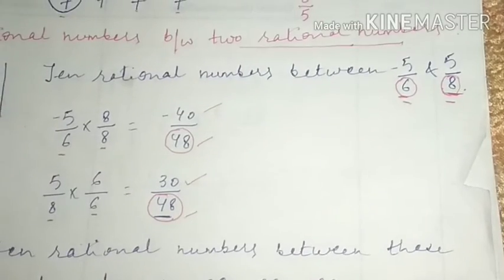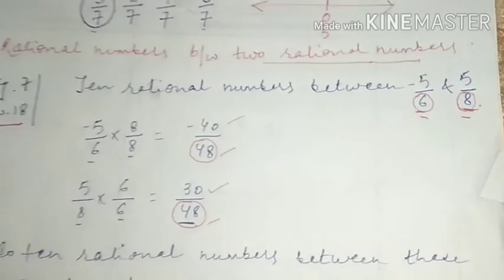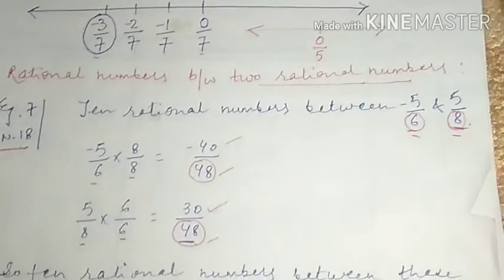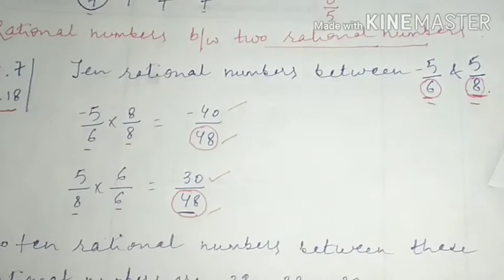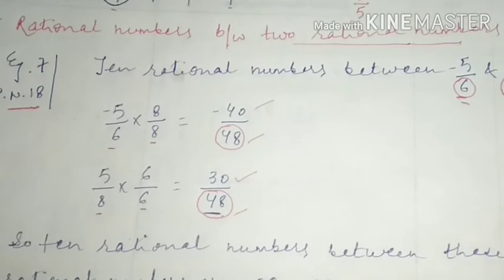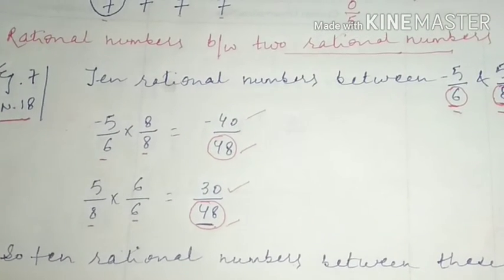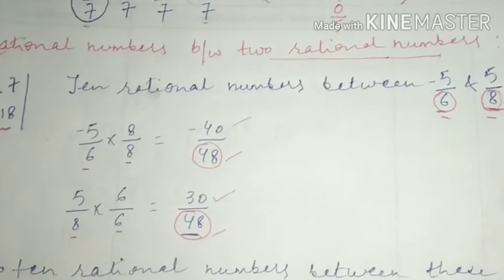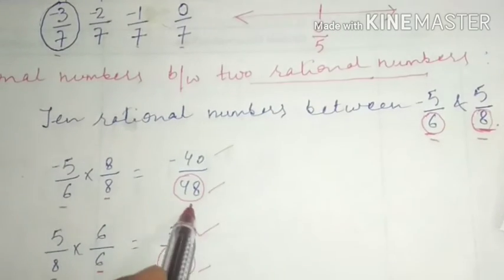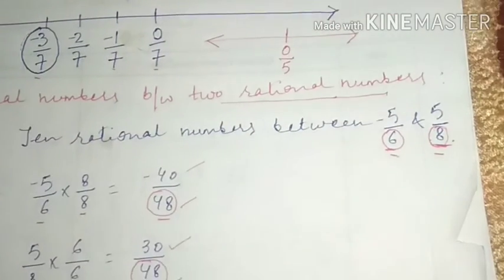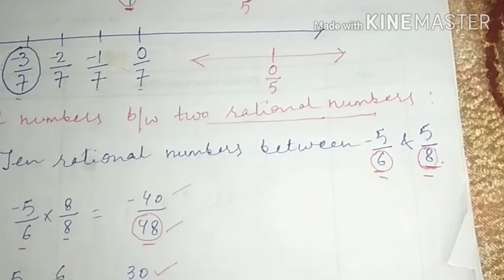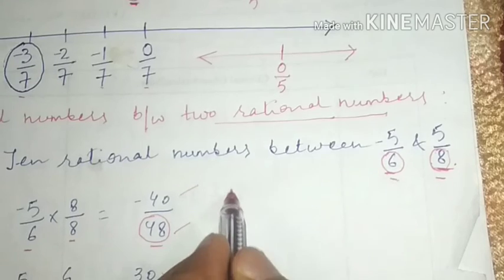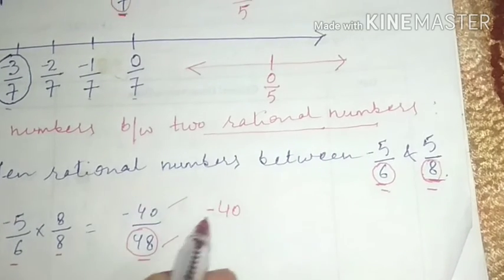So you can get as many numbers as you want. You can get thousands and hundreds of rational numbers between two rational numbers using this concept. And if you want more numbers between two rational numbers, you can use the concept of equivalent rational numbers, and by multiplying these two rational numbers by a number, if you want more rational numbers between these two given rational numbers, you can get a bigger denominator, using the concept of equivalent rational numbers.